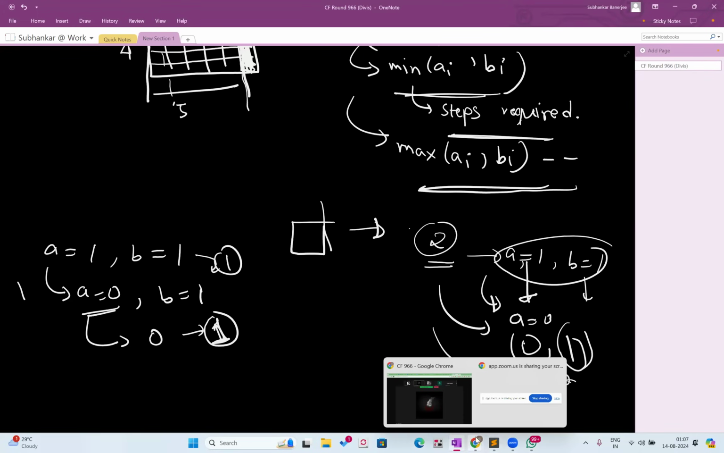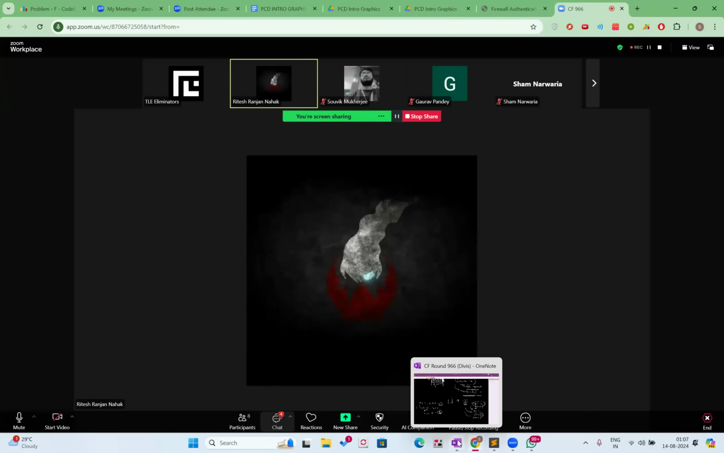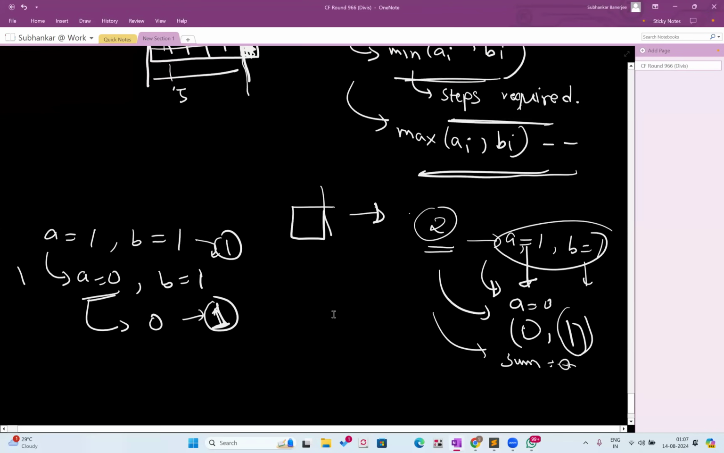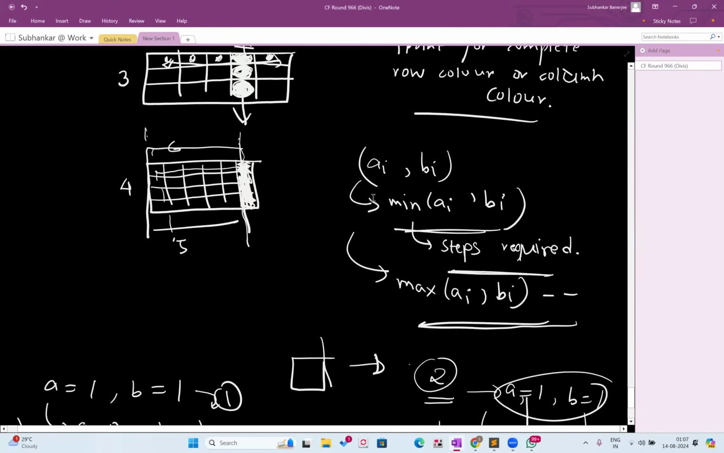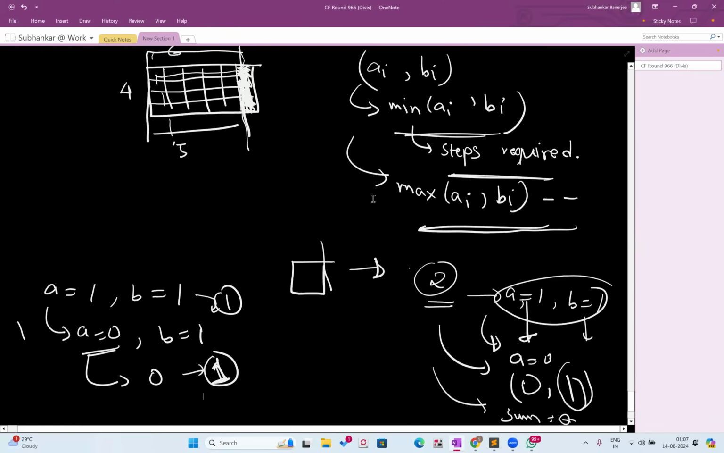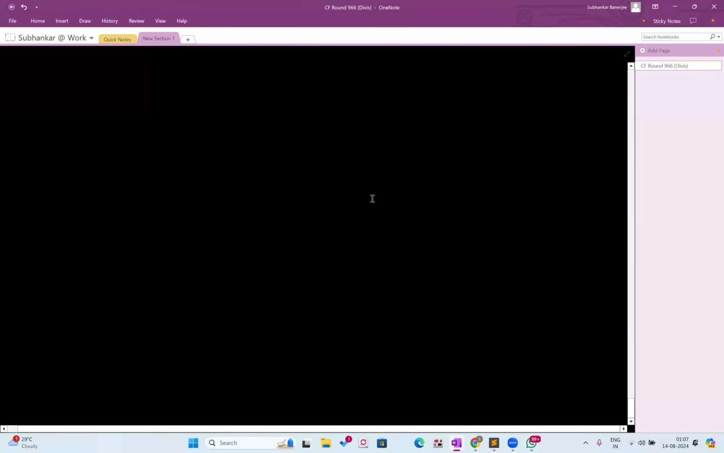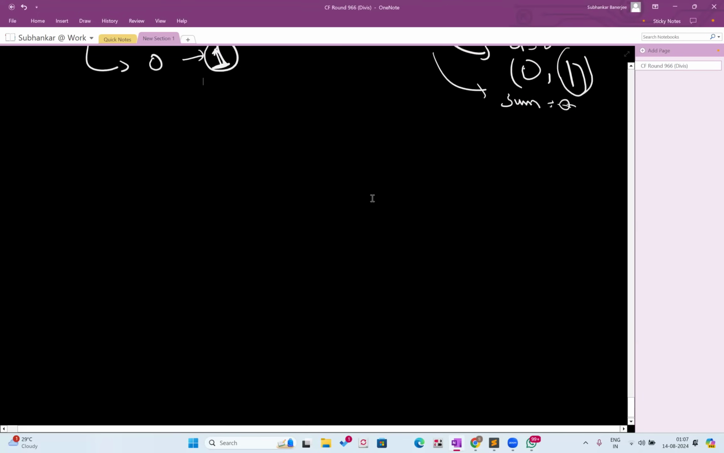Okay, are you getting my point? Yeah. Yes, that will be taken care of by this algorithm only. Okay. Why did you reduce the one? I mean, because you colored like one cell.